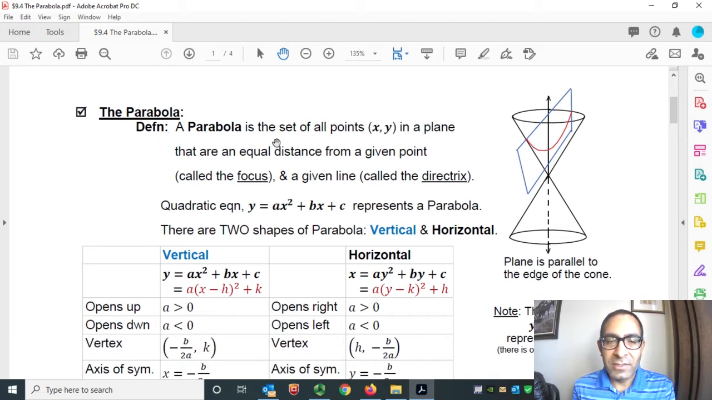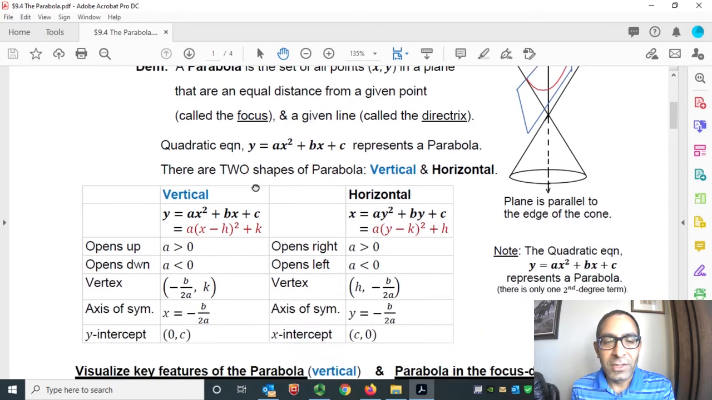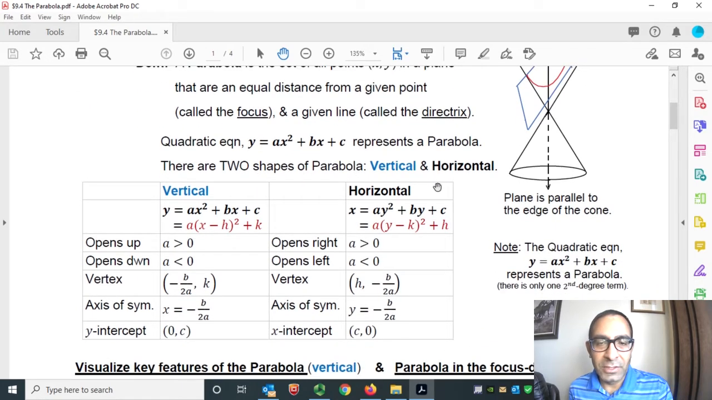A parabola is the set of all points, the ordered pair x, y, in a plane that are an equal distance from a given point, called the focus, and a given line, called the directrix. The quadratic equation y equals ax squared plus bx plus c represents a parabola, and there are two shapes of parabola, vertical and horizontal. A vertical parabola either opens up or opens down, and a horizontal parabola either opens to the right or to the left.